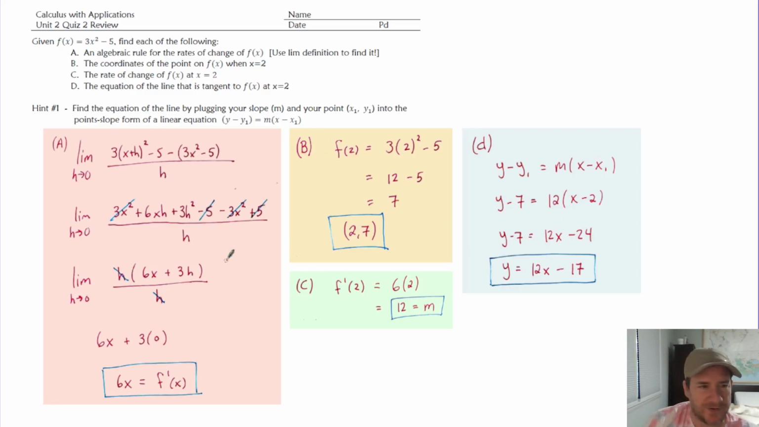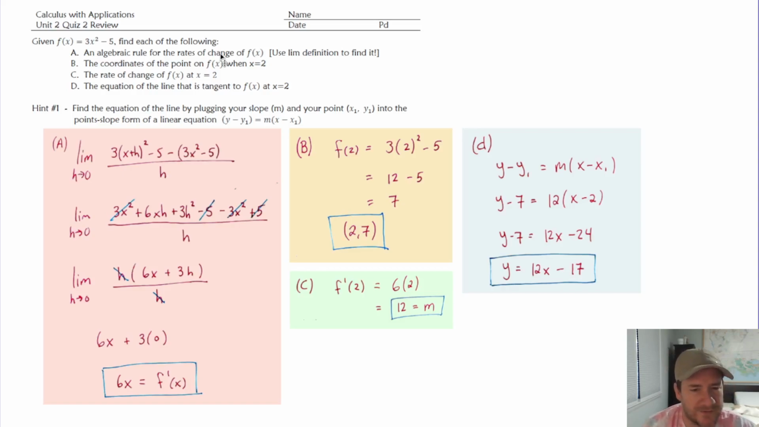I gave you guys this answer in class, so I'm not going to go over this very much either because you guys have all seen this one already. But again, just to walk you through the steps, in part A, it says find me an algebraic rule for the rates of change of f of x. If I say rates of change, that means derivative. If I say write a function to model the slopes of the tangent lines, that means derivative. Everything is derivative. And again, you have to use the limit definition.